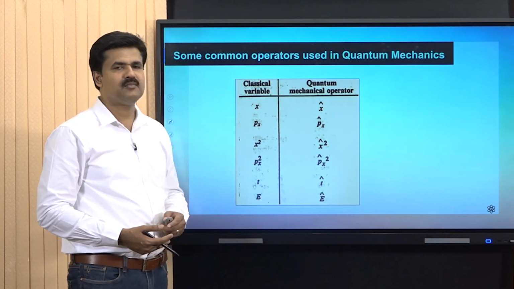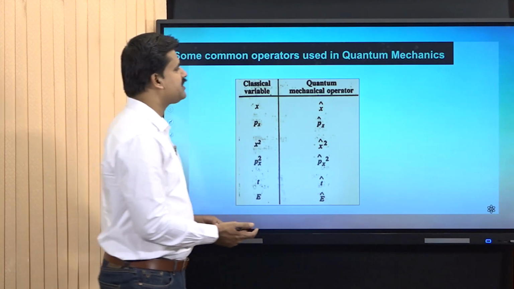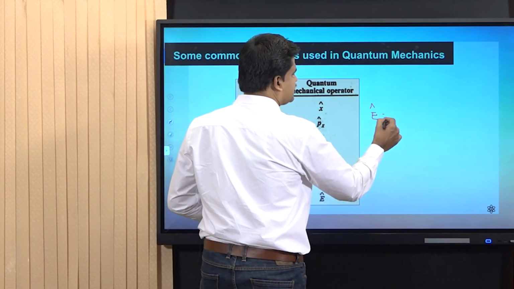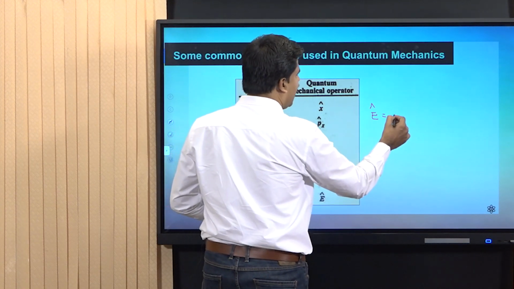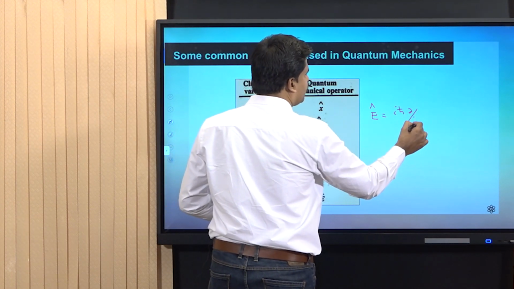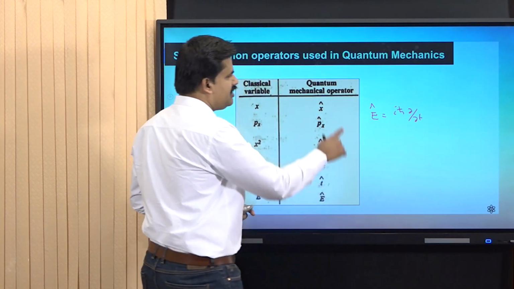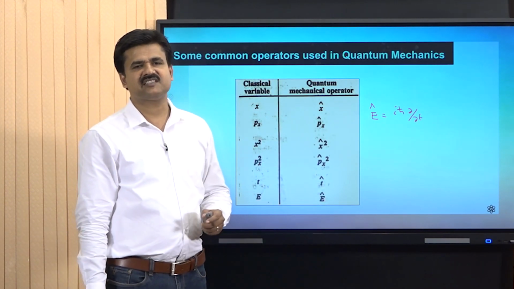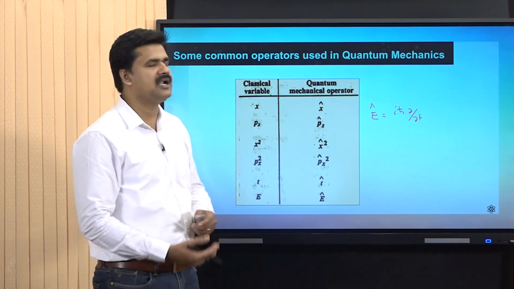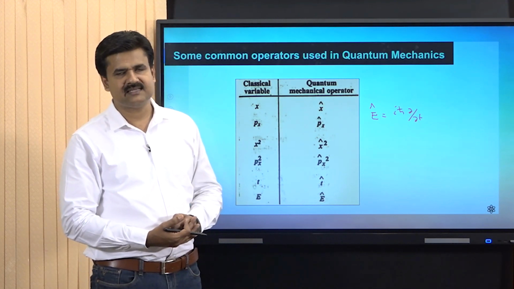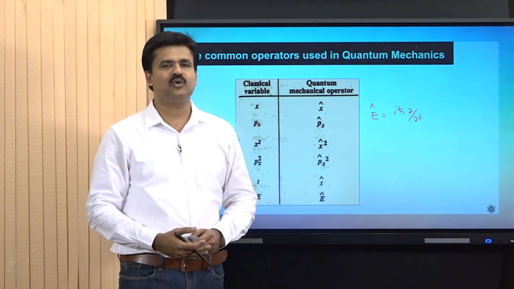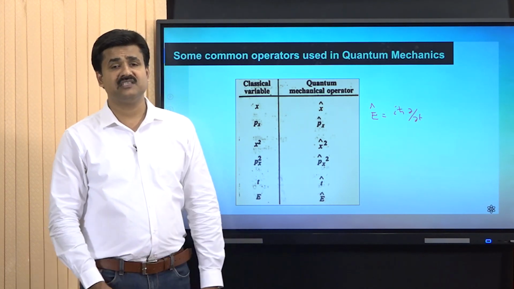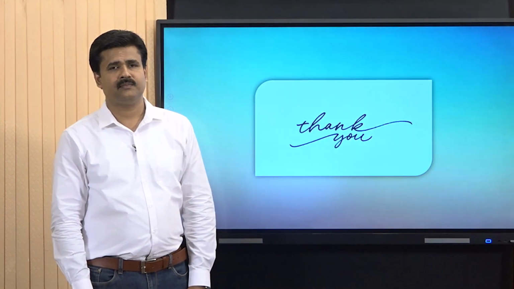I already mentioned about energy operator. Energy operator is a very important quantity. That is E hat is equal to iħ dou by dou t. Therefore, energy operation on an operand is first differentiation with respect to time followed by multiplication with the iħ. Thus, we have discussed the operator postulate and various operators. That is all about this module.